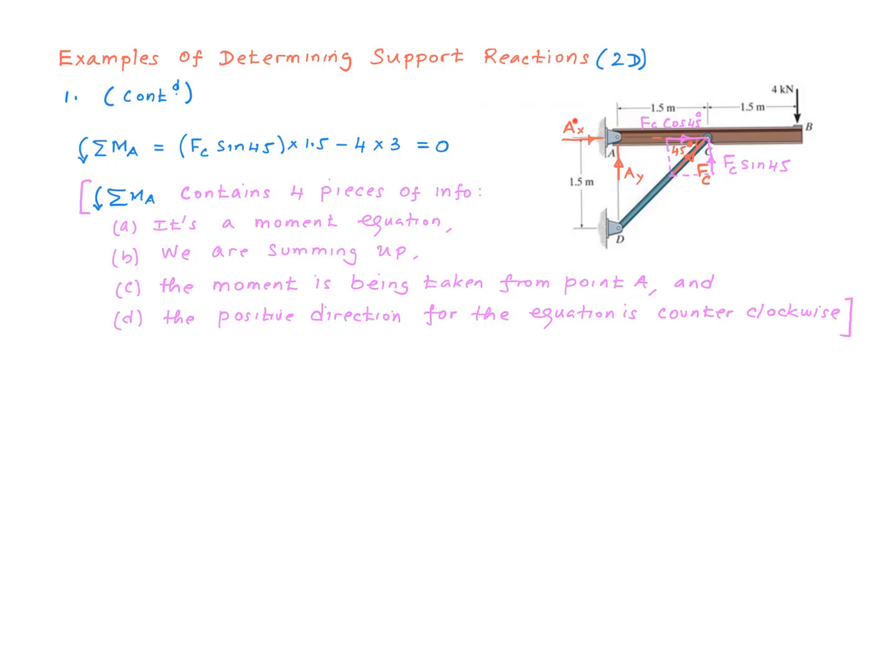We already talked about AX and AY because they pass through that point, and therefore they will not make a contribution to the moment equation about point A. FC cosine 45 also passes through that point, therefore that will also not show up in the equation. So out of the 5 forces, we have eliminated 3.